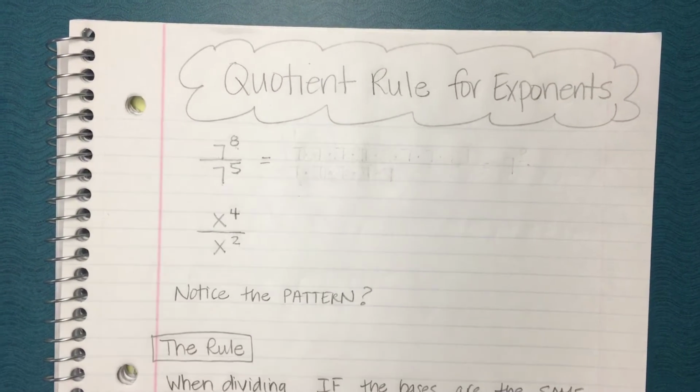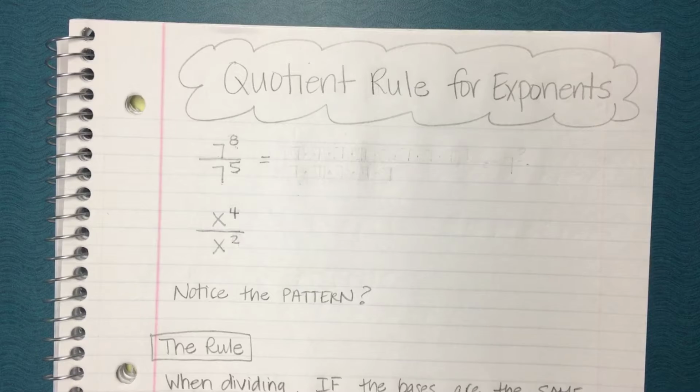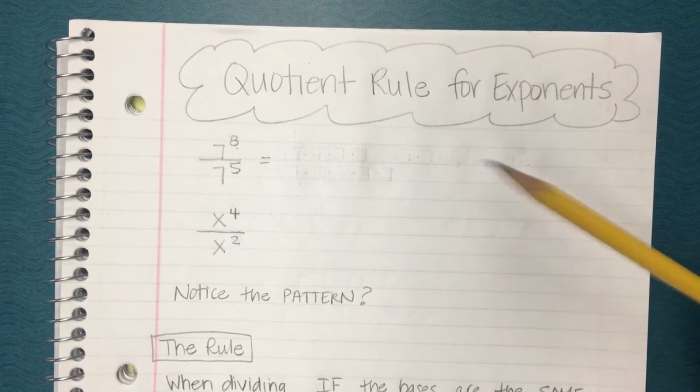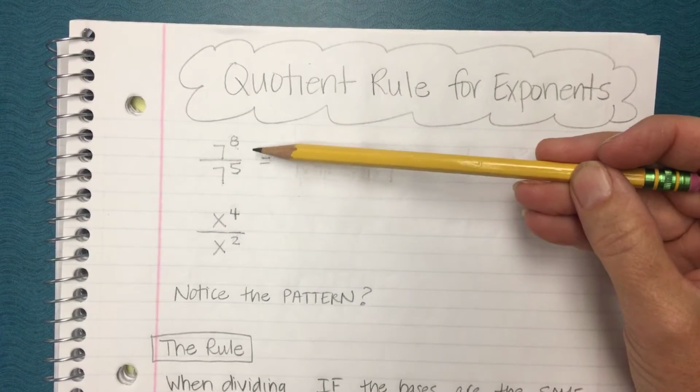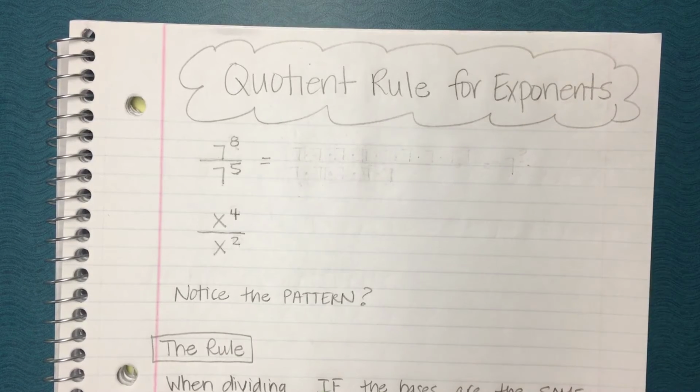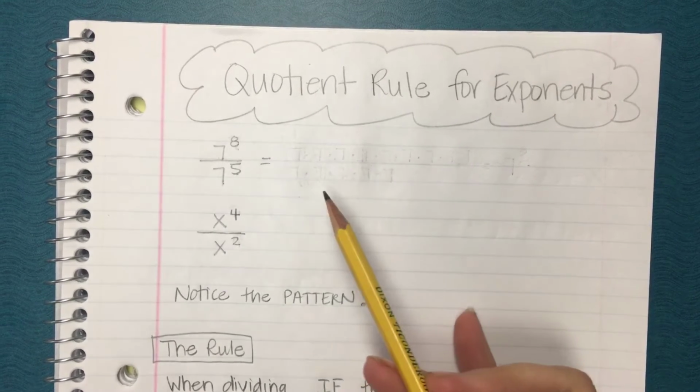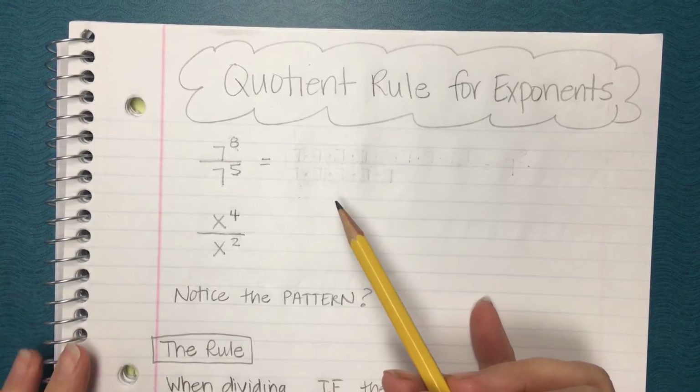Okay, today we're going to take a look at the quotient rule for exponents. In our first problem, notice that we do have a division problem. We have 7 to the 8th power divided by 7 to the 5th power. We're going to write this in expanded form, so we better understand how to solve it.